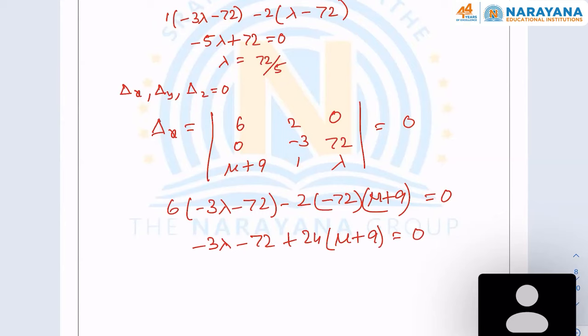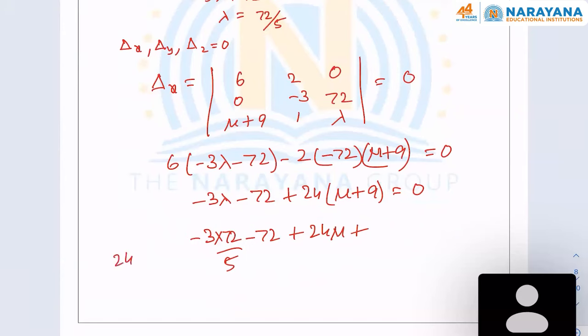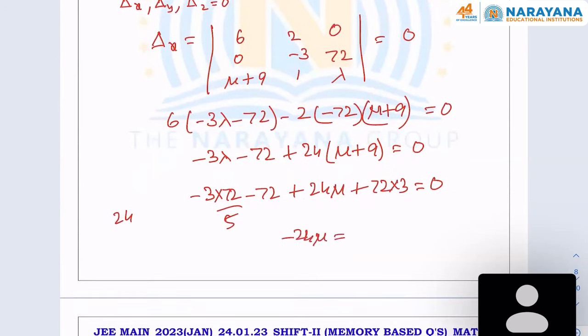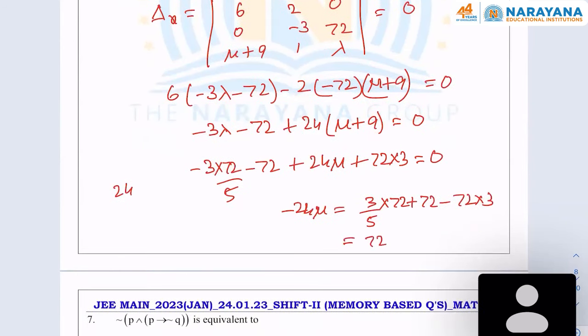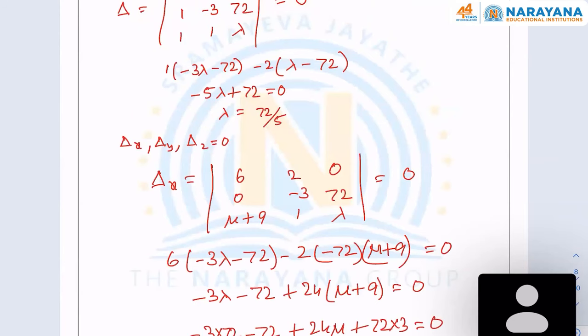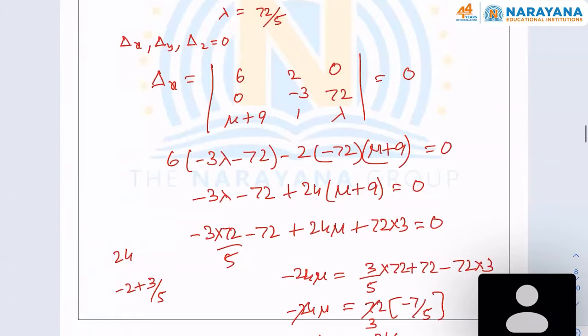So minus 3 lambda plus 24, minus 3 lambda means minus 3 into 72 by 5, minus 72, plus 24 mu plus 24 into 9. 24 into 9 means 72 into 3. Okay, 72 into 3, and this is equal to 0. So 24 mu is equal to 3 by 5 of this. So what is the answer we are getting? I can take out 72 common. 24 into 3 is 72. So I'm getting mu value as minus 21 by 5. So lambda value we already found is 72 by 5, and mu value is minus 21 by 5. So the option A is correct.